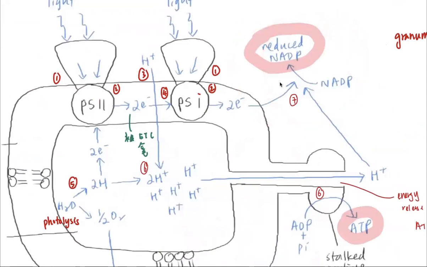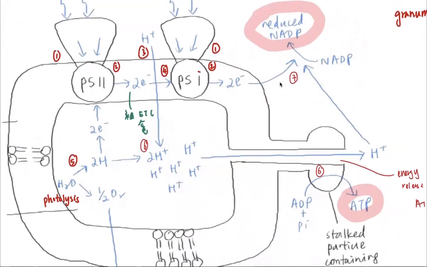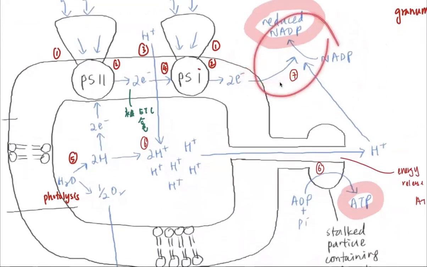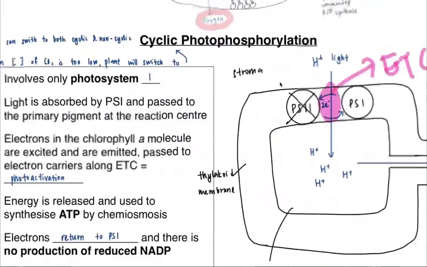And one thing I want to mention here is that this is slightly opposite of what happens in cellular respiration. In cellular respiration, the first thing that happens is that reduced NAD will split to give you electron and H plus. Here, this is happening at the last step, where electron and H plus combine to form reduced NADP. But we'll see more of this comparison later.